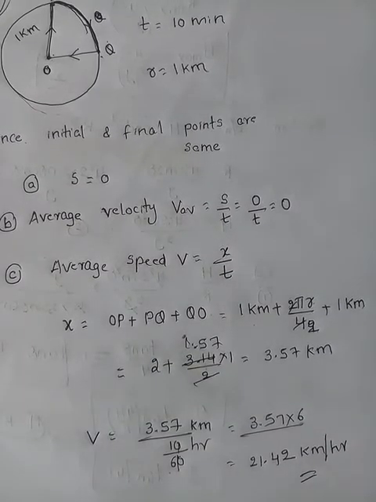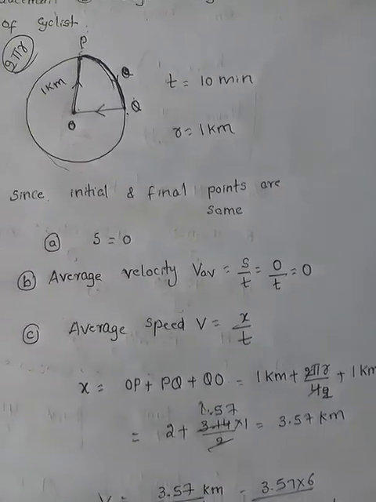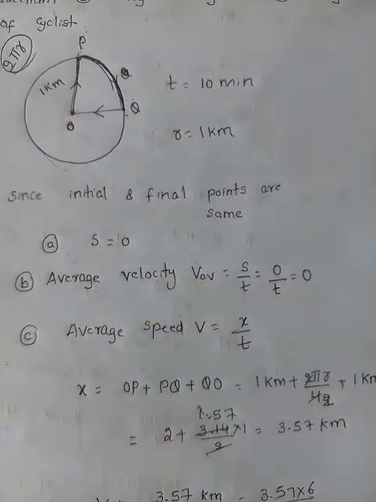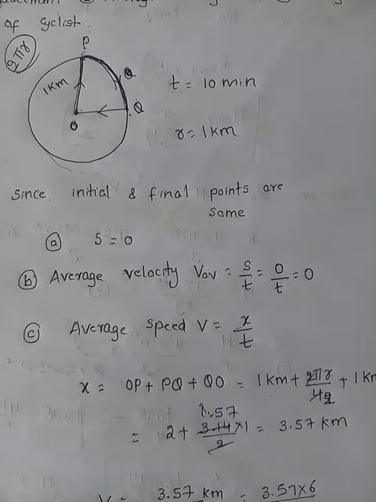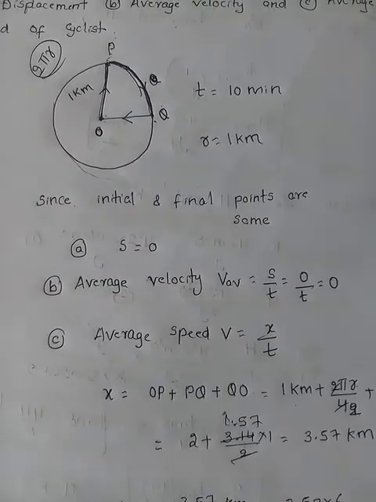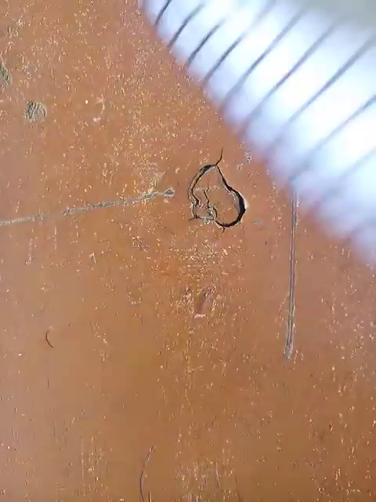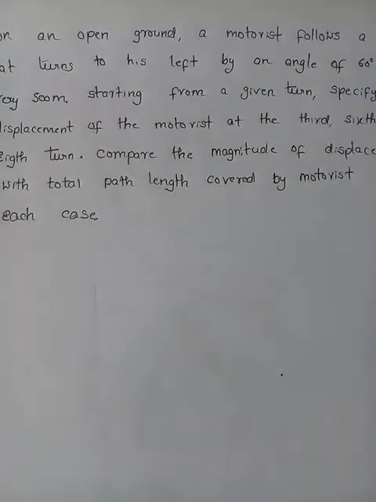This is the way to calculate the average speed and average velocity. So the important thing here is, if you start from O and reach the same point O, then the displacement is 0, so the average velocity is also 0.